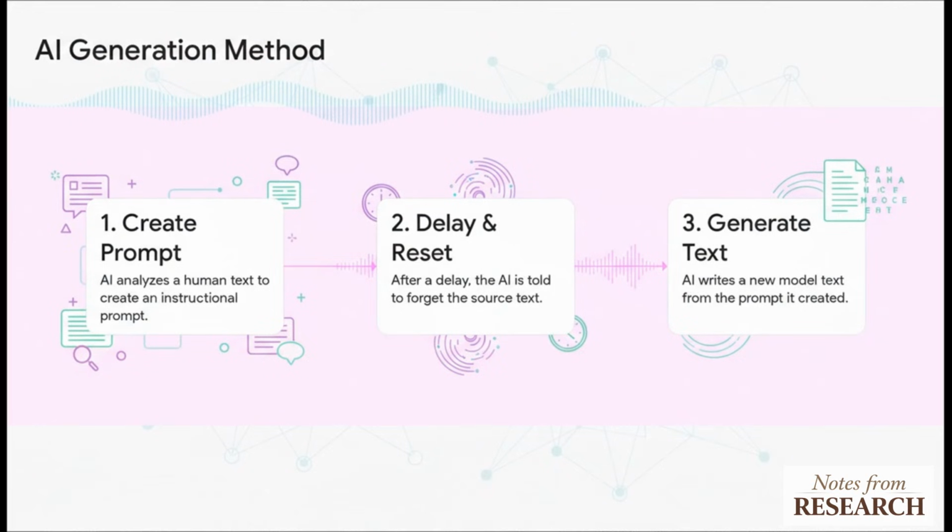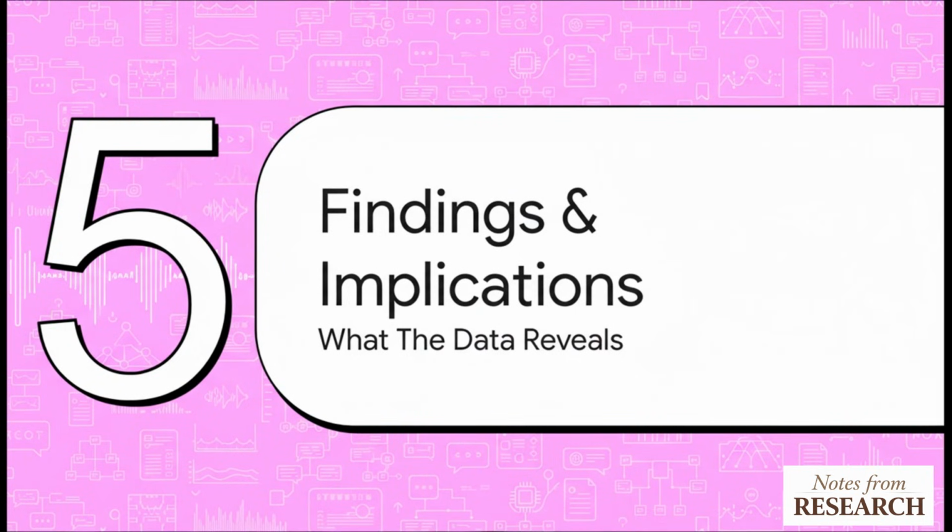Now, the method for generating the AI texts was actually very clever, designed to avoid simple imitation. It was a two-part system. First, the AI would read a human text and create a writing prompt based on it. Then, after a delay of several hours and a command to forget the original text, it was fed the prompt that it had created itself and told to write a new model text. This makes sure the AI is performing a genuine writing task based on instructions, not just rephrasing something it just saw.